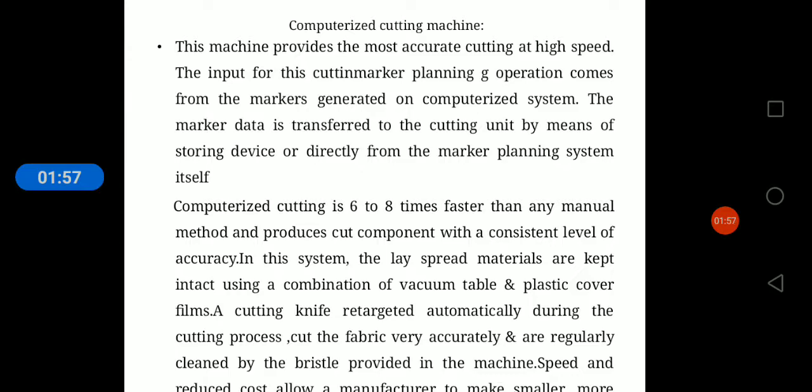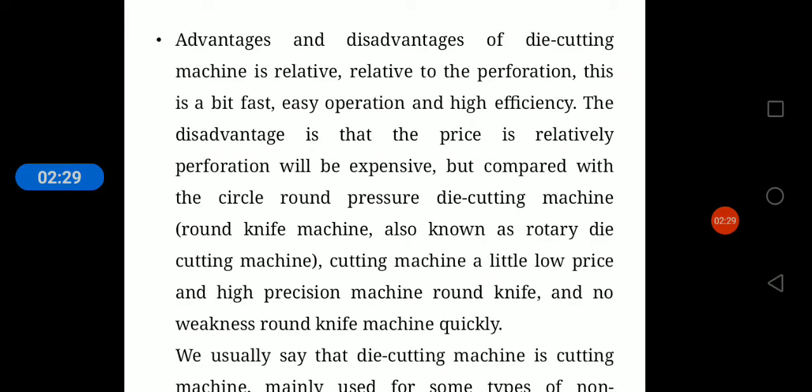It produces cut components with a consistent level of accuracy. In this system, the lay spread materials are kept intact using a combination of a vacuum table and plastic cover films. The cutting knife is re-sharpened automatically during the cutting process. The cut fabric is very accurate and is regularly cleaned by the bristles provided in the machine. Speed and reduced cost allow the manufacturer to make smaller runs.